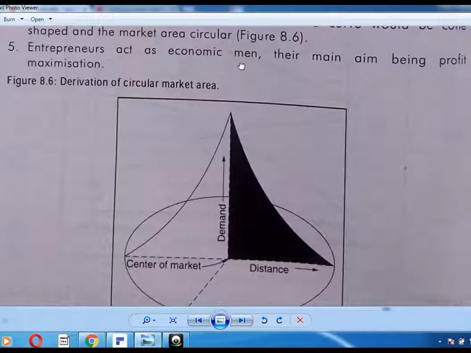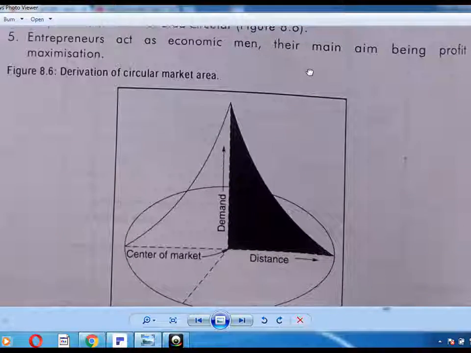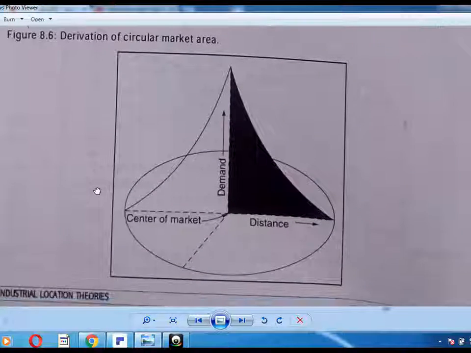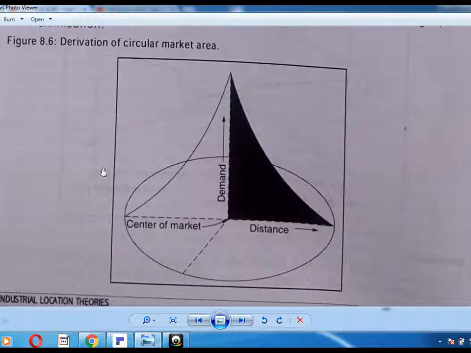Entrepreneurs act as economic men, their main aim being profit maximization. So here is a derivation of the maximum market area. Here the cone is like cylindrical. Here is the center of market, the distance, and demand.